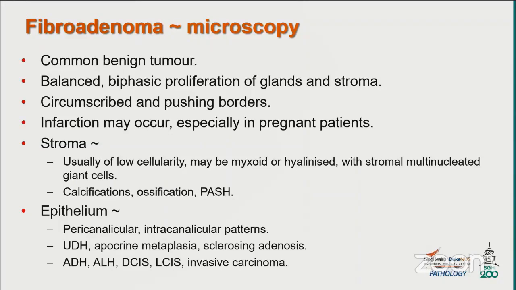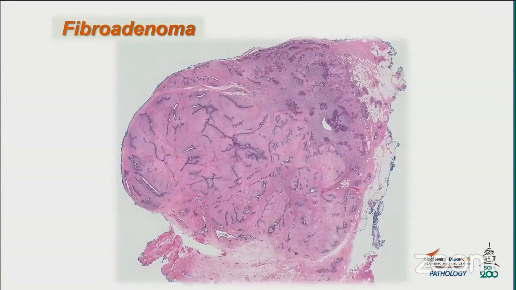The epithelium shows an arrangement with the stroma that can be described as pericanalicular or intracanalicular. There can be usual ductal hyperplasia, apocrine metaplasia, sclerosing adenosis, and the entire spectrum of atypical epithelial proliferation to in situ and invasive cancer can occur within the fibroadenoma.